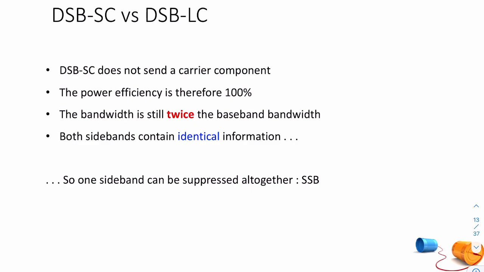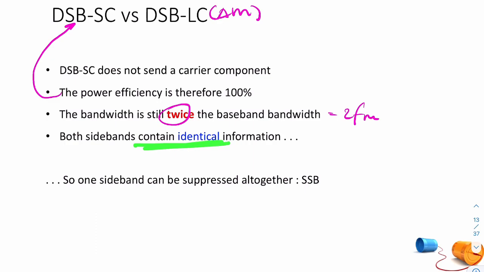So, what's the difference between what we previously referred to as AM or DSB-LC and DSB-SC? Well, there's no carrier component, that's one. The power efficiency is 100%, and just to be clear, we're talking about this. The bandwidth is still twice the baseband bandwidth. But nothing has changed in terms of the composition of the sideband. They're still the same, and the upper sideband and the lower sideband both contain the same information.